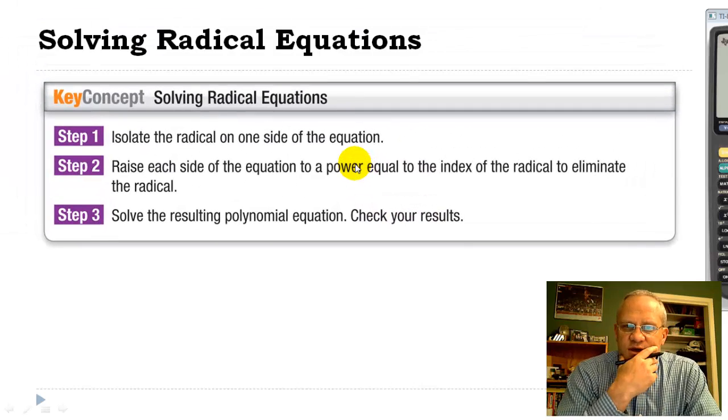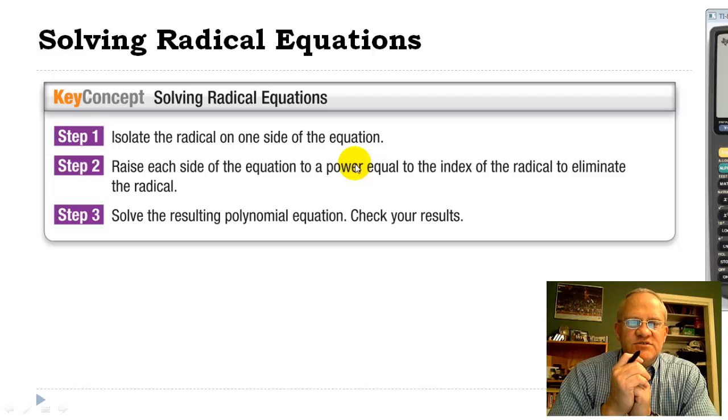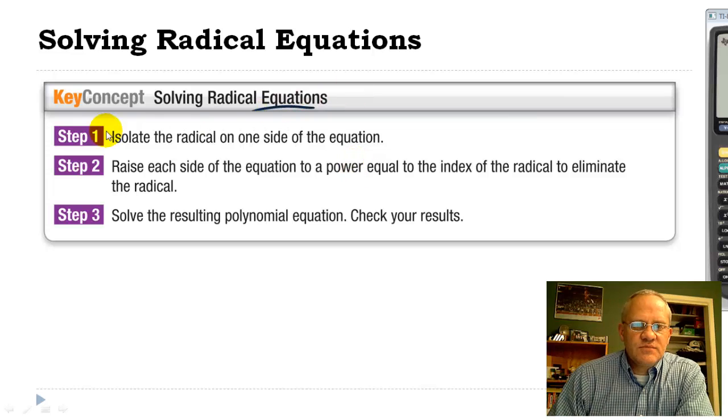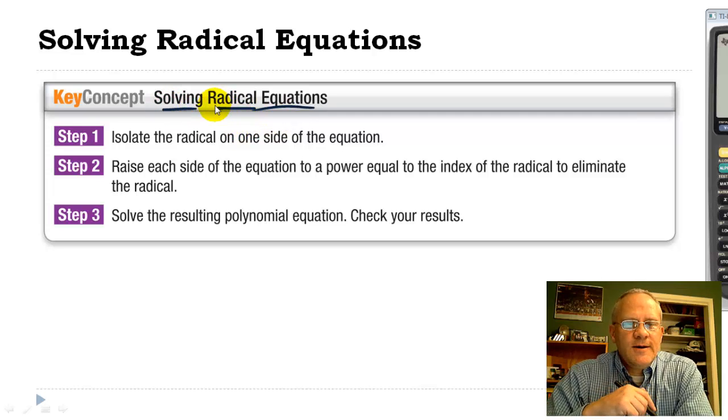All right, so here's kind of the basic premise that we're going to use to solve these equations. Step 1, isolate the radical on one side of the equation. So wherever that radical is in the equation, we want to get it by itself on one side.